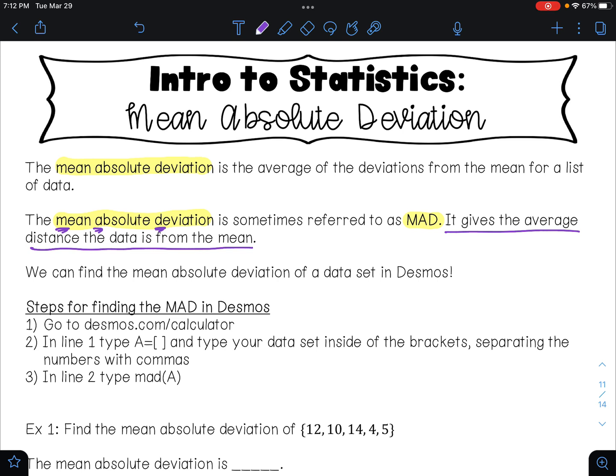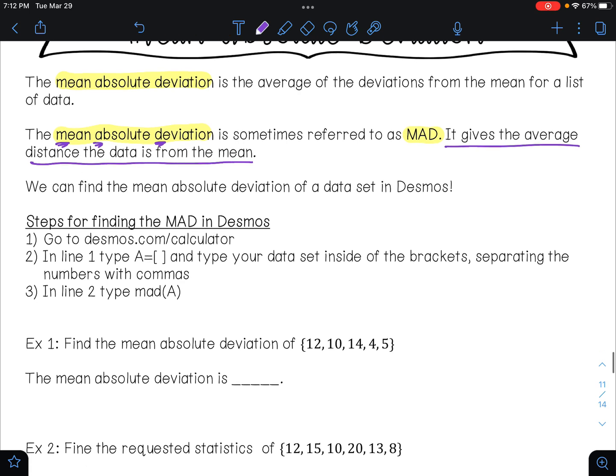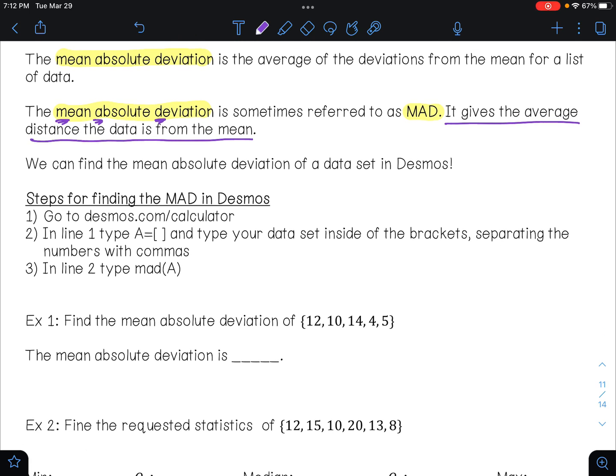And I would get all of those data points and add them together and divide by how many I had, and that would give me my mean absolute deviation. Now there is a formula for mean absolute deviation, but Desmos can go ahead and calculate that for us. And so I'm going to show you how to do that today.